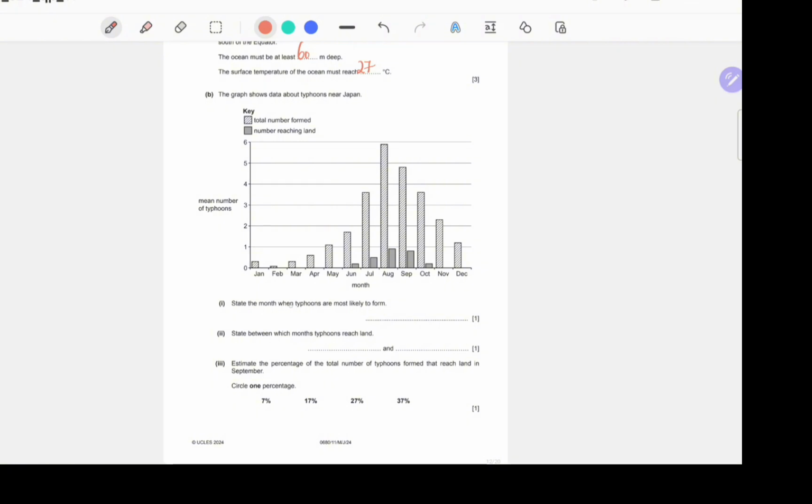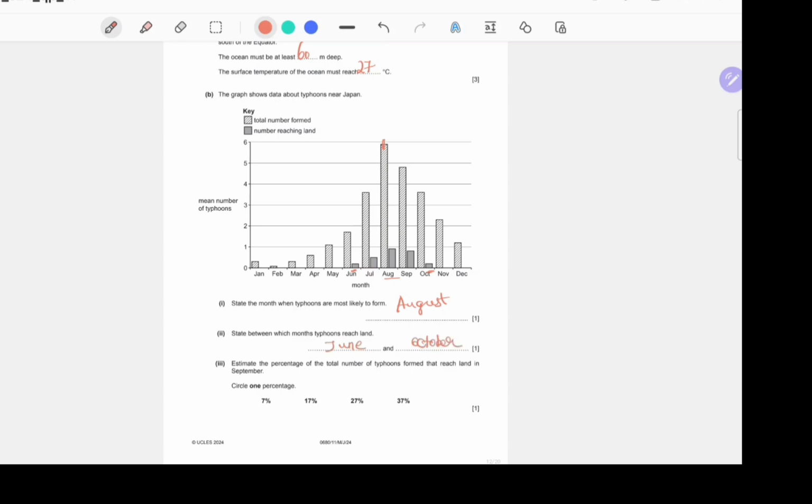Okay, first question, state the month when typhoons are most likely to form. Here is the peak, so this month is August. Okay, state between which months typhoons reach land. Which month does it reach the land? Here it starts, reaching land. It starts from June to October. So June to October.